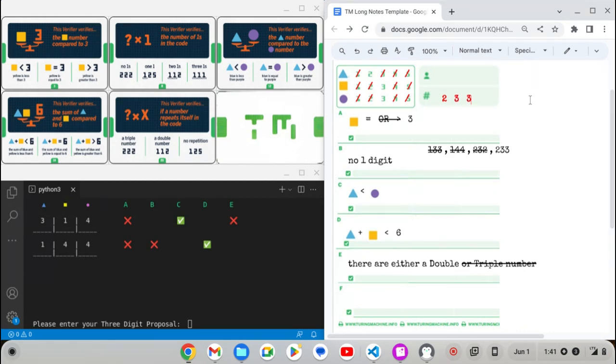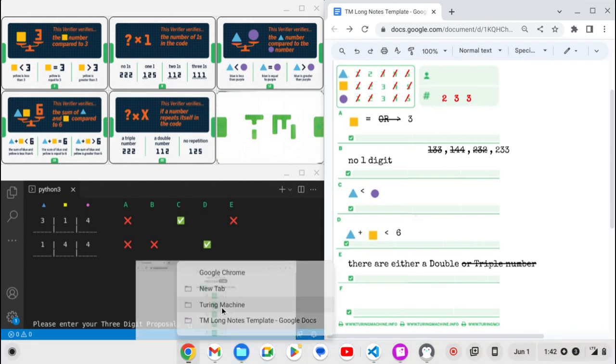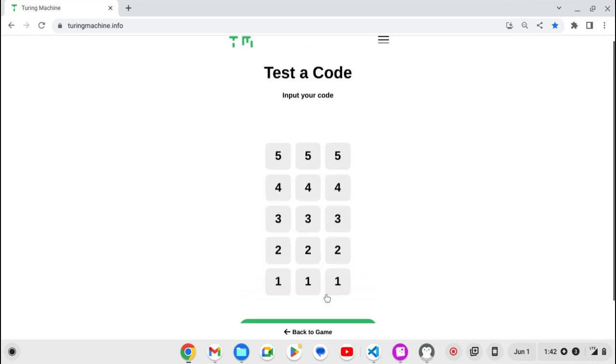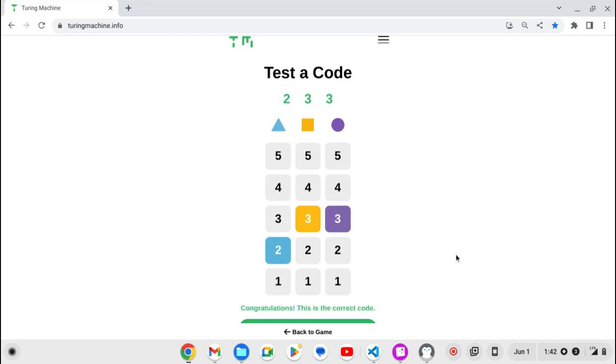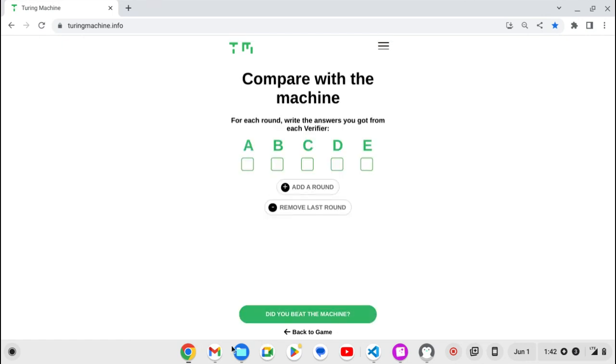And so let's go ahead and go to turingmachine.info and confirm our solution. So 233. Fantastic, we got it. But again, the true test is how did we do versus a Turing machine. So let's go back and take a look at what did we test.